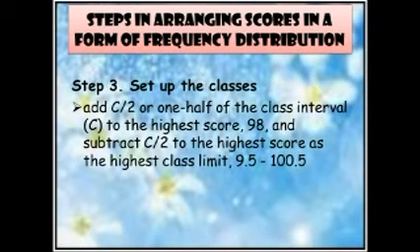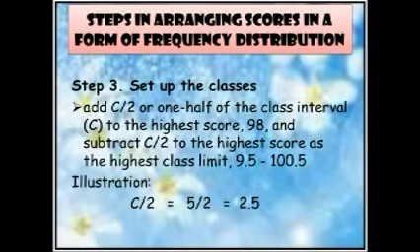Step 3. Set up the classes. Add C over 2, or 1/2 of the class interval C, to the highest score, 98, and subtract C over 2 to the highest score as the highest class limit.